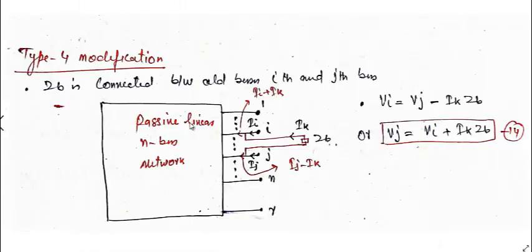I will take out the terms, so the summation m is equal to 1 to n, and m should not be equal to i and j. There are two terms because at the ith bus, Ii has modified to Ii plus Ik, and at the jth bus, Ij has modified to Ij minus Ik. I will take these two terms out. That's why I will not take m equal to i and j.